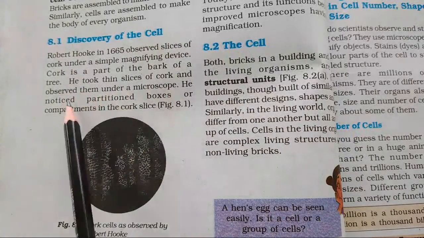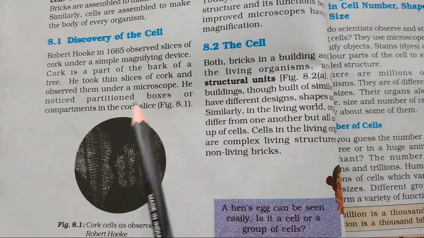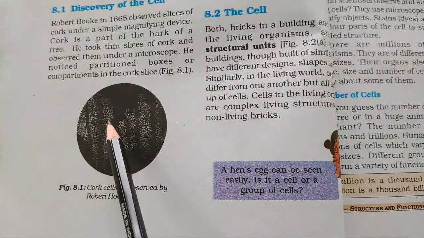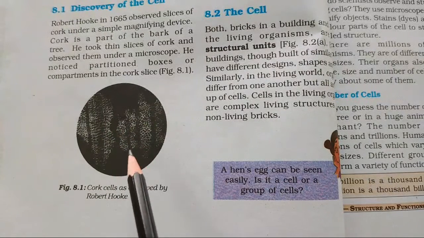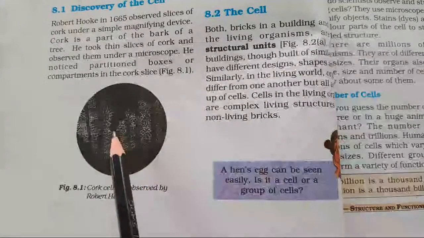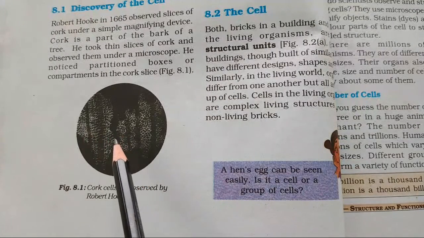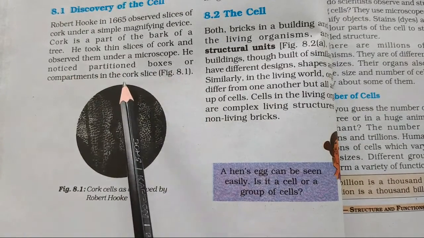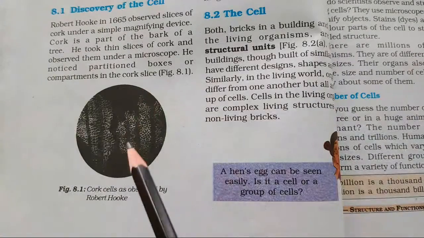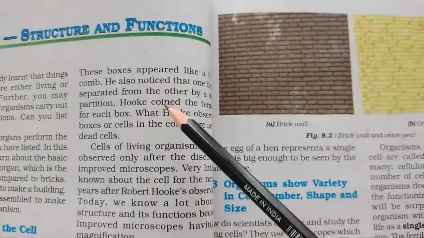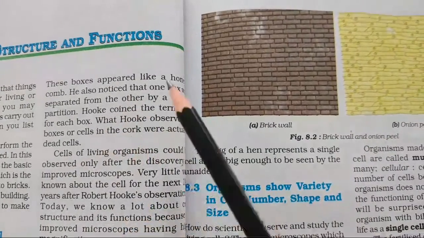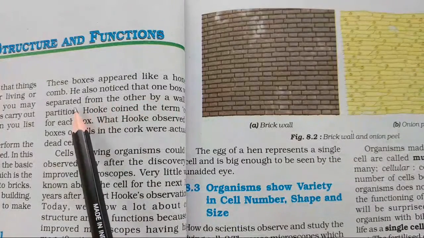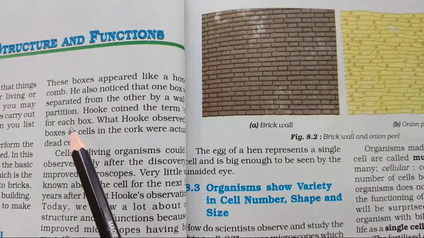He took slices of cork and observed them under a microscope, and he found that there are different compartments. If you see the structure of it, you will see that it has cracks in it, because they are square or rectangular shapes inside. And he observed partitioned boxes or compartments in the cork slice. These boxes appear like a honeycomb. He also noticed that one box was separated from the other by a partition.